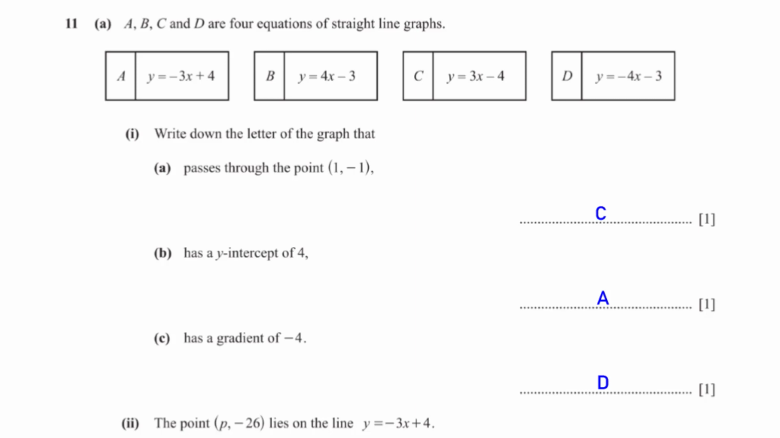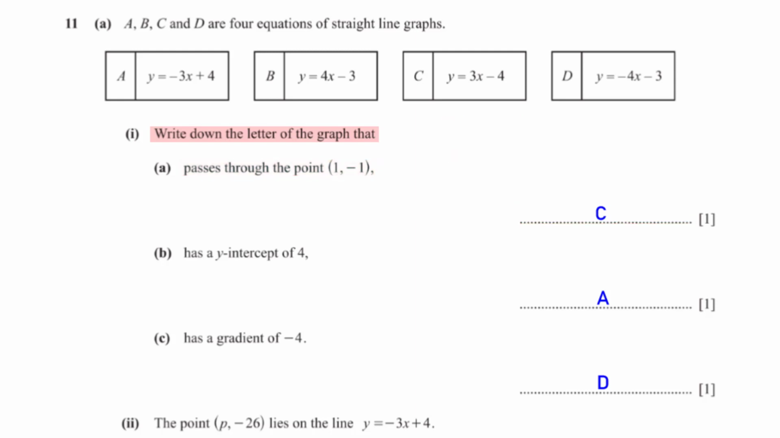A, B, C, and D are 4 equations of straight line graphs. Write down the letter of the graph that passes through the point 1, -1. To find the graph that passes through this point, we need to plug in x equals 1 into the equation of the graphs to see which gives us y equals -1. Or we can plug in y equals -1 to see which gives us x equals 1. For graph C, when we plug in x equals 1, we get y equals -1.